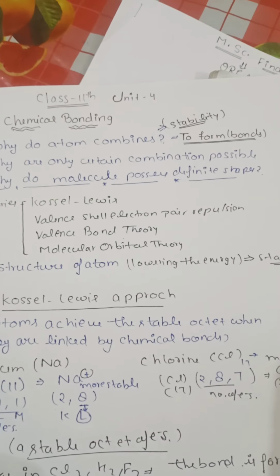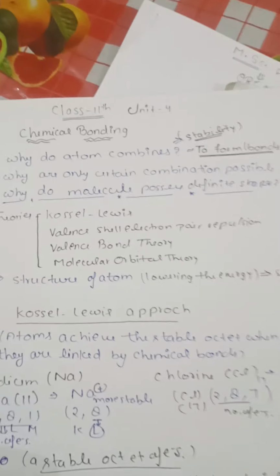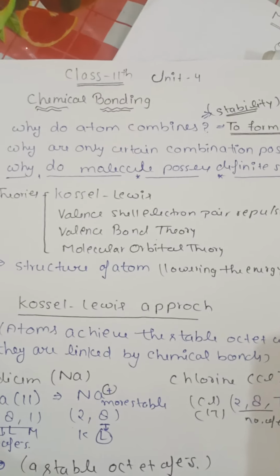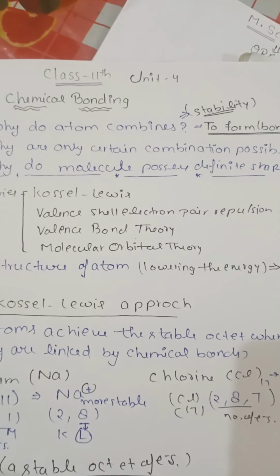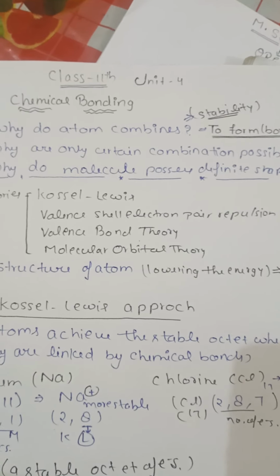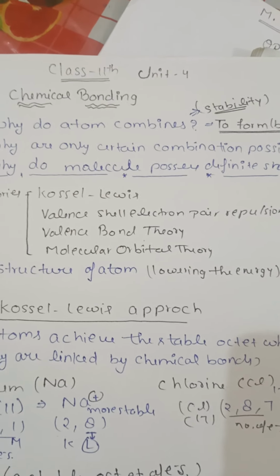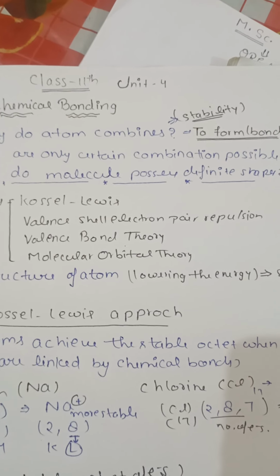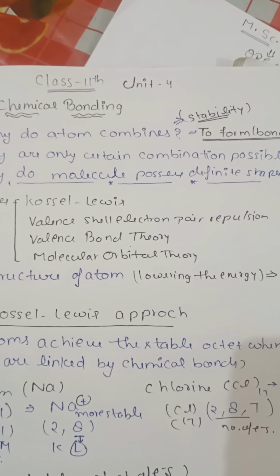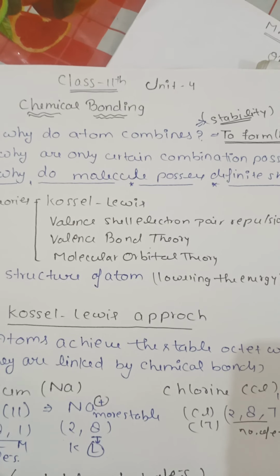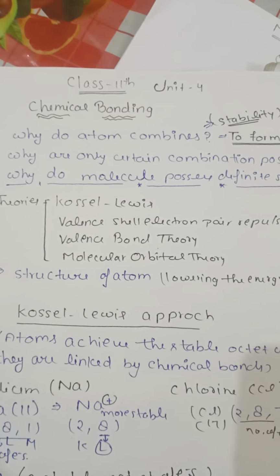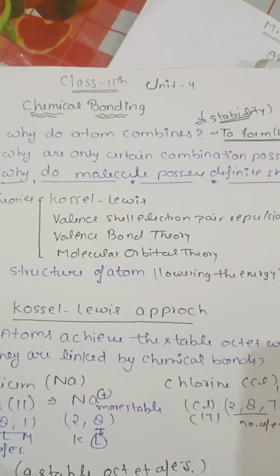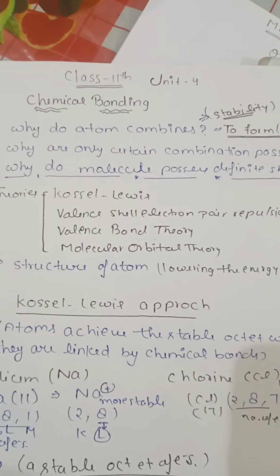And why do molecules possess definite shape? That means आपके जितने भी molecules हैं they have a definite shape. Okay, to solve these questions we have some theories: first we have Kossel-Lewis theory, then valence shell electron pair repulsion theory VSEPR, valence bond theory VBT, and at last we have molecular orbital theory. We will discuss each one by one now.